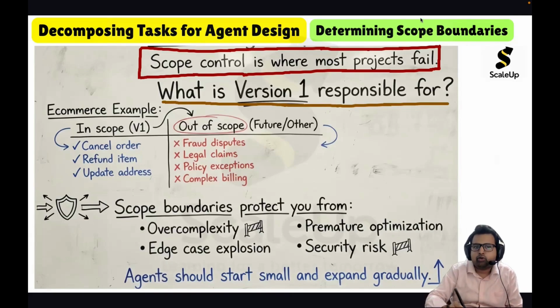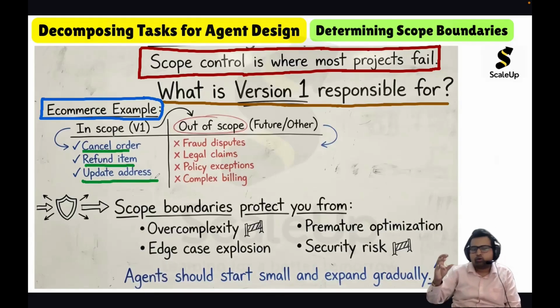If we correlate it with the e-commerce example, the customer support agent which we are trying to build, what is the scope of version 1 for that? The agent can cancel an order, it can refund an item, and it can update an address. So it can do only these three things. That is the scope. So now it's very clear that whenever we are designing an agent, it should be clear what the scope of version 1 should be, and what the scope of version 2 should be.